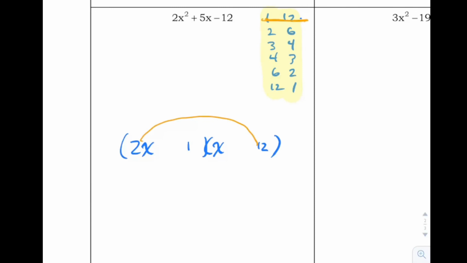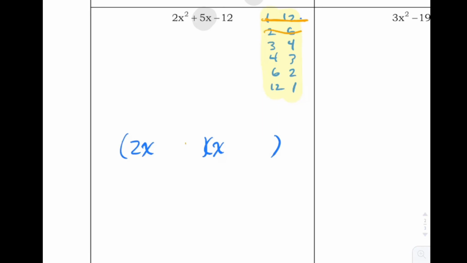Let's try the 2 and the 6 now. So I put a 2 here and a 6 here, and I see what happens. Outside, I'm going to have a 2x times 6 is 12x. Inside, I'm going to have a 2x. Question. 12 and 2, does that make a 5? No way. You can add them, you can subtract them. No way. Not going to work. So forget that. Might be faster if I just use the eraser tool. Okay, 2 and 6 didn't work.